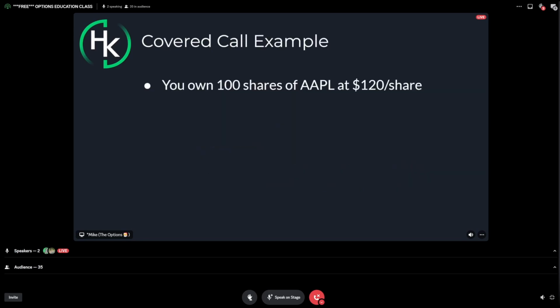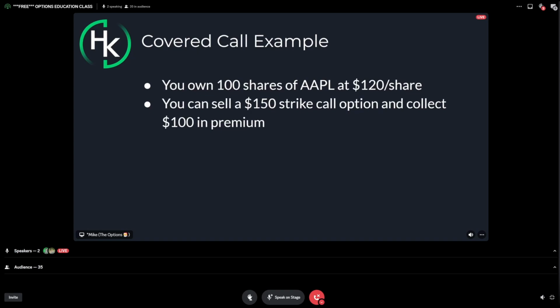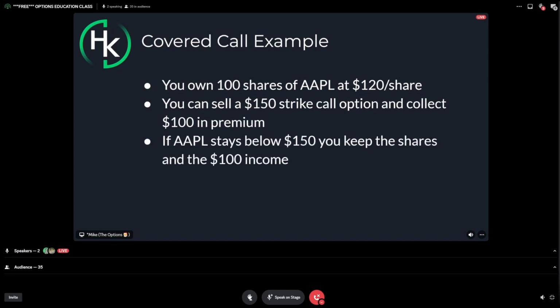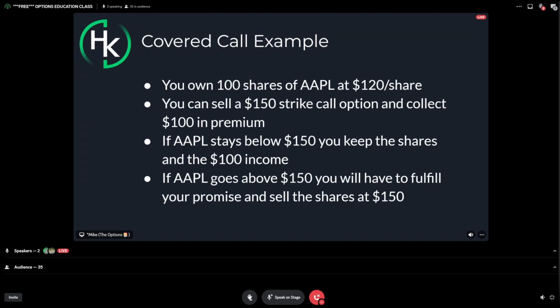So let's go over an example of a covered call. So in this case, let's say you own 100 shares of Apple and you own them at $120 a share. You can sell, say, a 150 strike call option and collect, say, $100 in premium for doing this. If Apple stays below 150, you're going to keep the shares in your account and you also keep the income. But if Apple goes above the call strike that you sold of 150, you will have to fulfill your promise and sell the shares at 150.